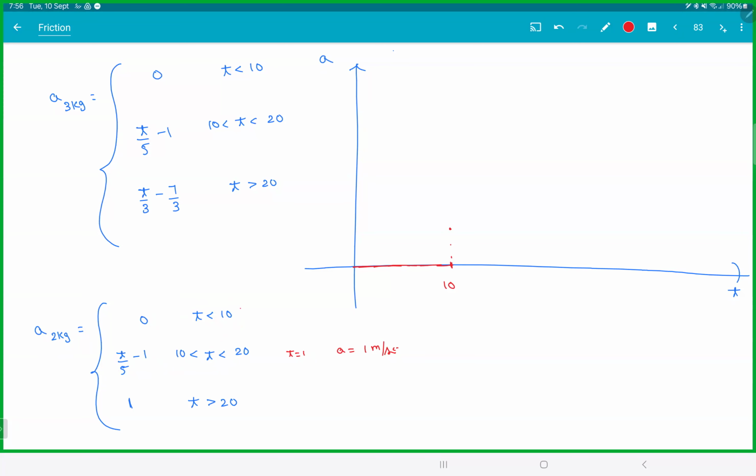So it is a discontinuity there. So you have to be careful here. So at T equal to 10 plus, it is 1. At T equal to 10 minus, it is 0. So there's a jump there. So you can't put an equal to sign.